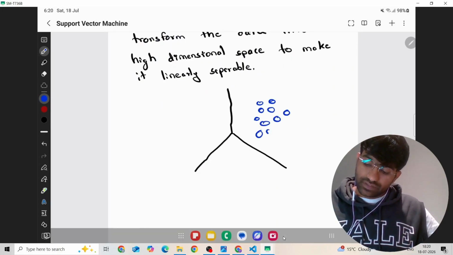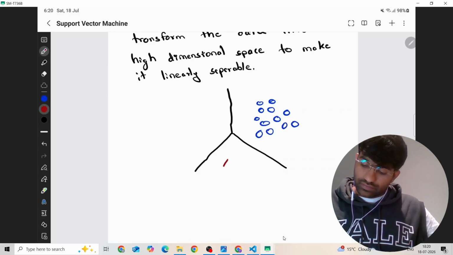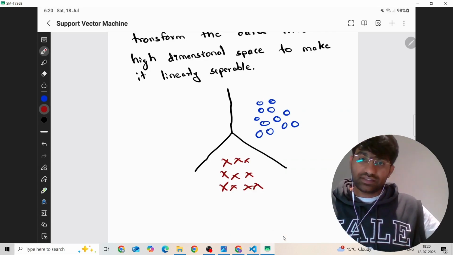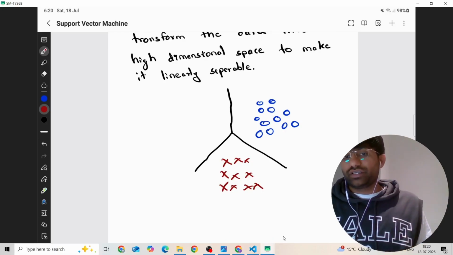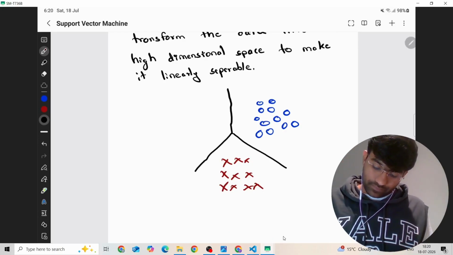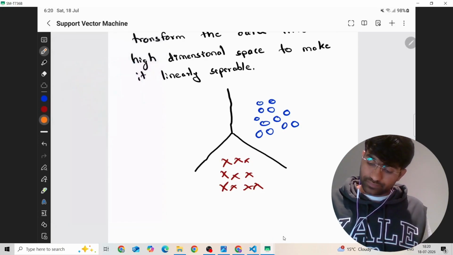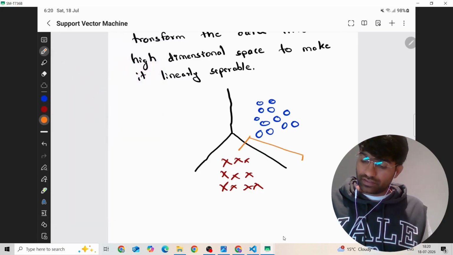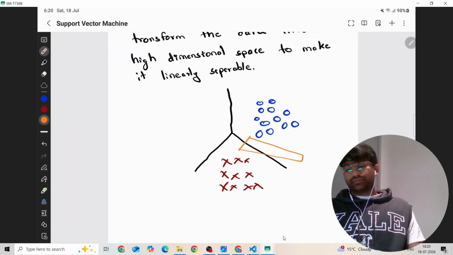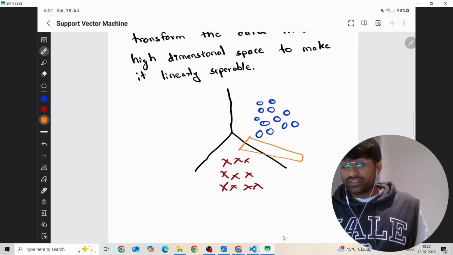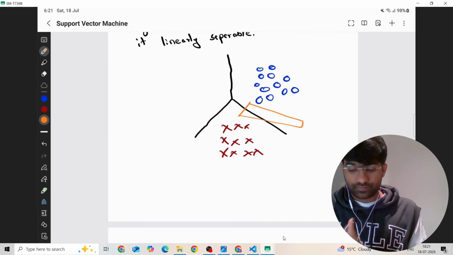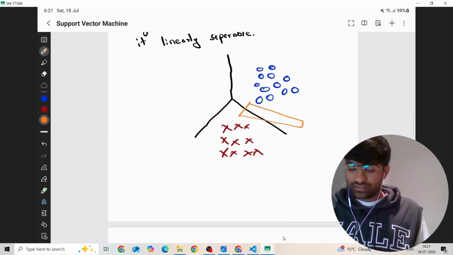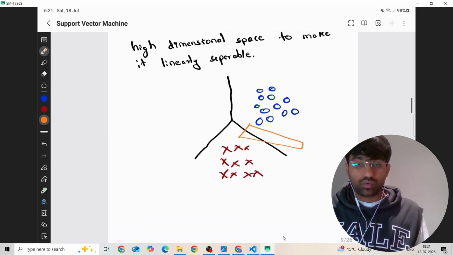See, the X class is in this plane and the O class is in the other plane. So you can make the classification. You can draw the hyperplane here to make the classification. This is the function of support vector kernels. This is how the support vector kernel works.